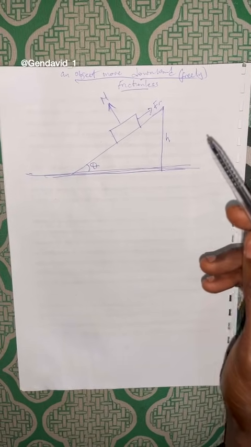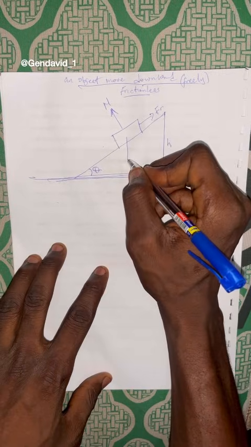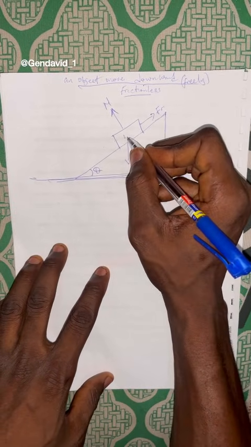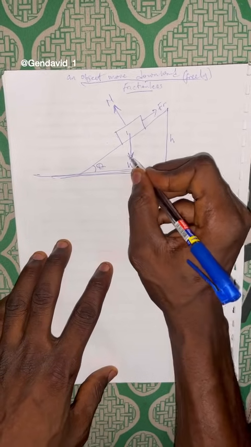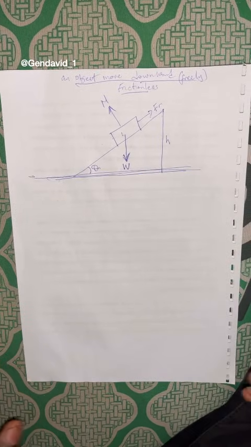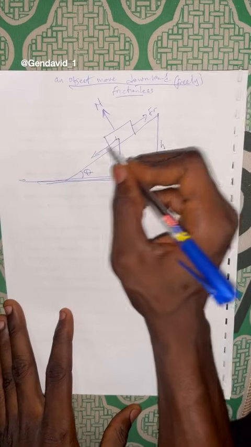Now, when you check this, let's say we now have the weight like this. This is the weight. I told you that the weight moves downward like this. Now, if the weight moves downward like this, we now resolve this weight into its components.